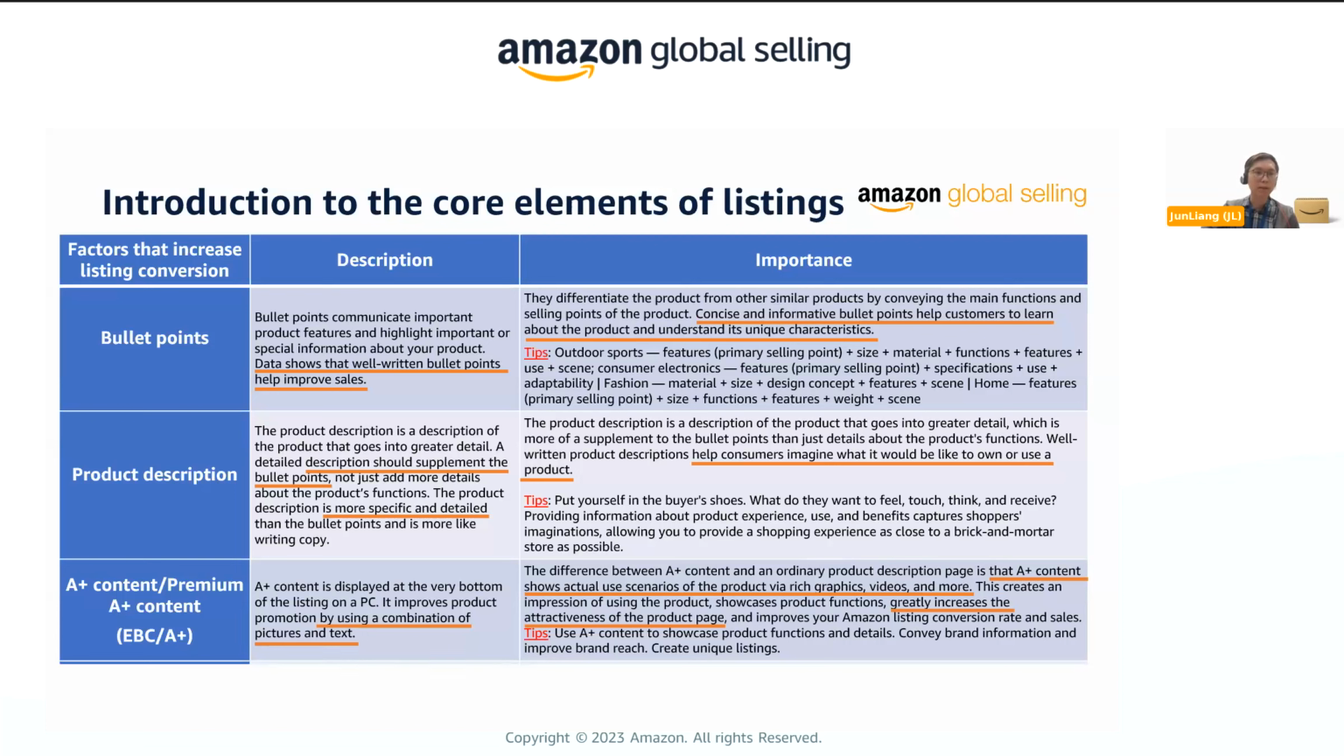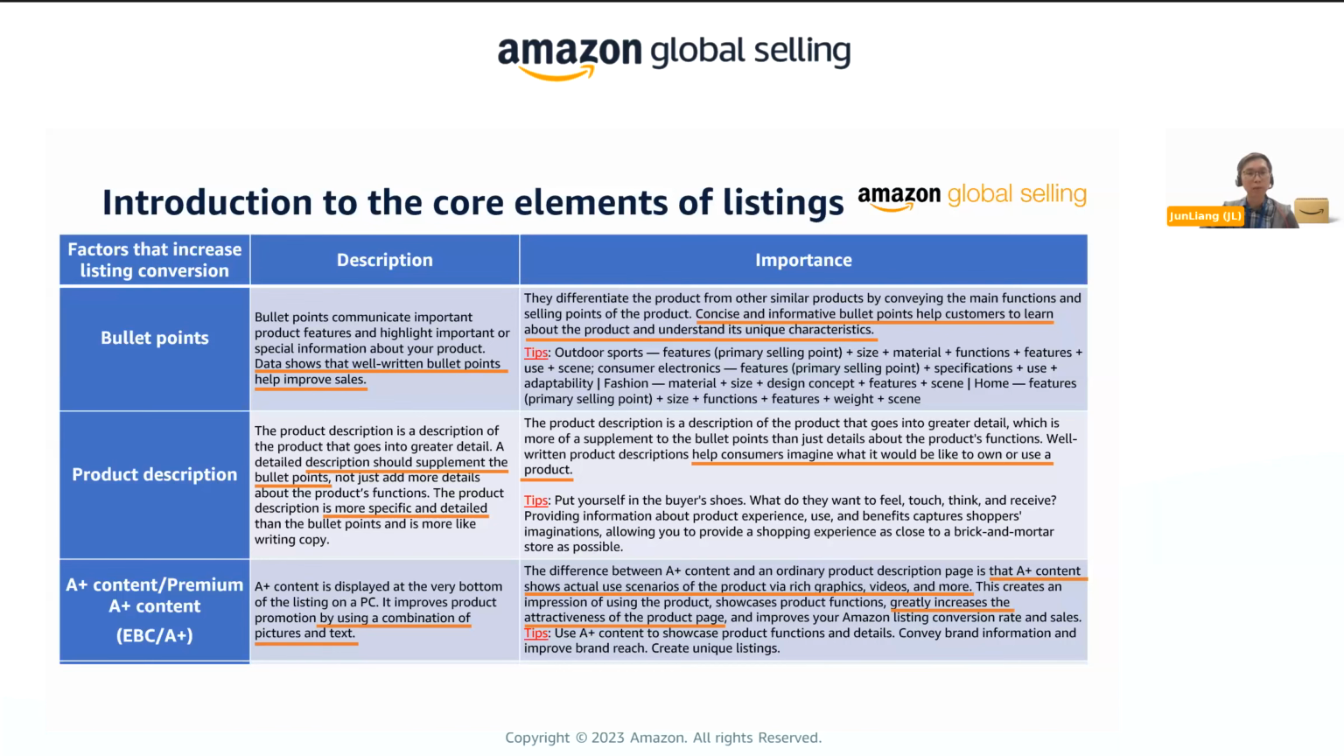Okay, the next one is on A+ content or premium A+ content. This is only available for brand owners, meaning sellers who are registered under the Amazon Brand Registry. Using this A+ content, it is in fact a combination of pictures and text.